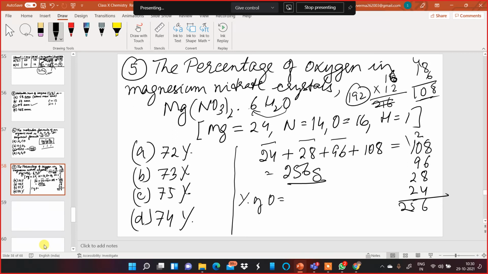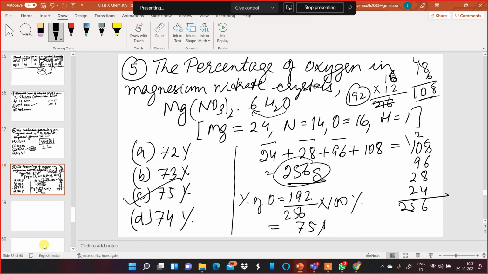So your percentage of oxygen becomes 192, the mass of oxygen, divided by the total mass, that is 256, into 100%. Simplify this, whatever you get, choose the answer. 75%. Are you sure? Yes, sir. Wonderful. Answer is 75%, so option C. That is done.